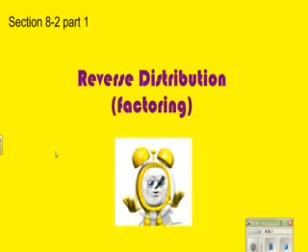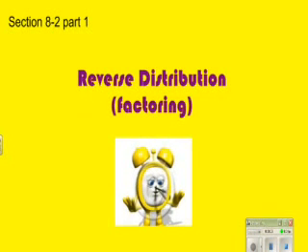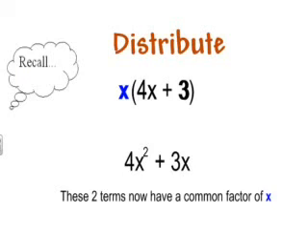Today we're going to talk about factoring, and it's actually reversing distribution. So you'll recall from when we had to distribute, we took this x and multiplied on the 4x, and took the x and multiplied on the 3. So we had 4 times x, which is 4x squared, and x times 3, or 3x.